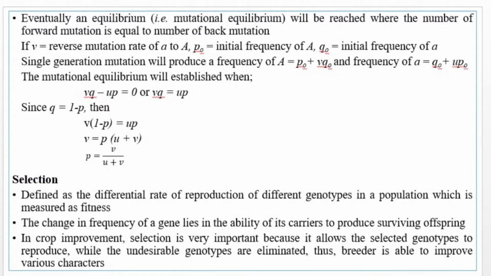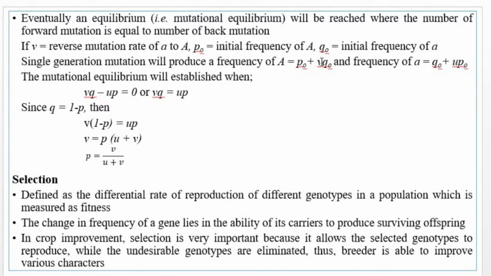If the backward mutation rate, or the reverse mutation rate for recessive to dominant conversion, is B, and the initial frequency of dominant is P naught, and the initial frequency of recessive is Q naught, then a single generation of mutation will produce a frequency of dominant A equal to P naught plus B Q naught. And the frequency of a becomes Q naught plus U P naught. That will happen in a single generation.